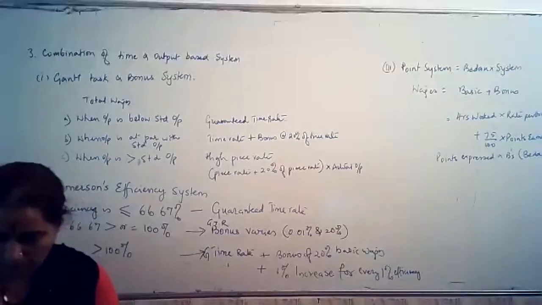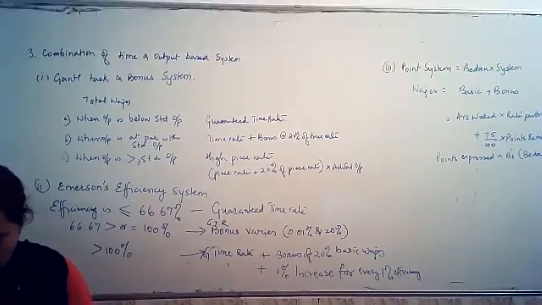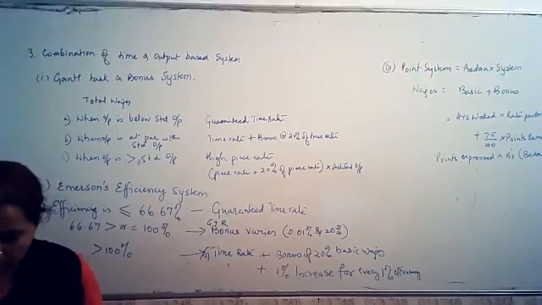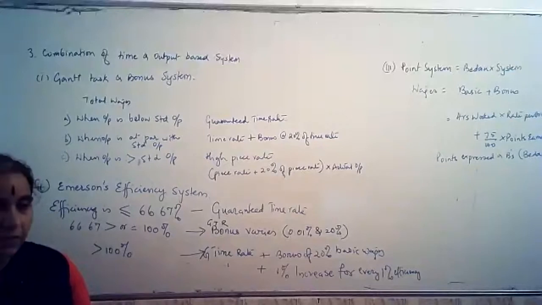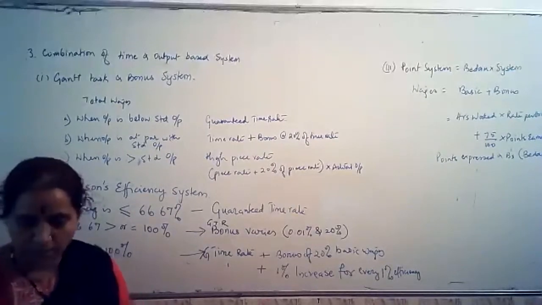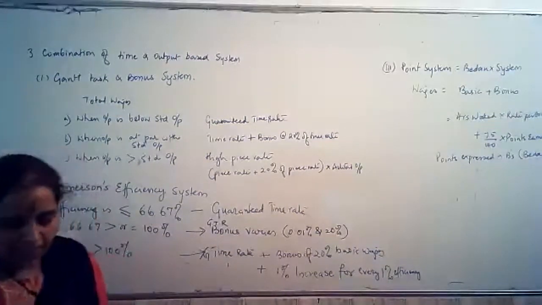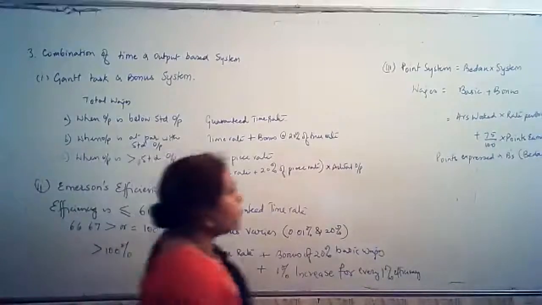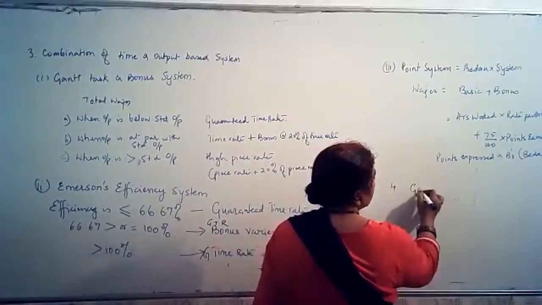The problem was with A, B, and C, right? The piece rate, Taylor's differential rate, and Merrick's rate we had already done. We'll see the Gantt system for all three, A, B, C. So quickly, only the fourth part I will solve for this particular problem. The fourth part, that is the Gantt system.